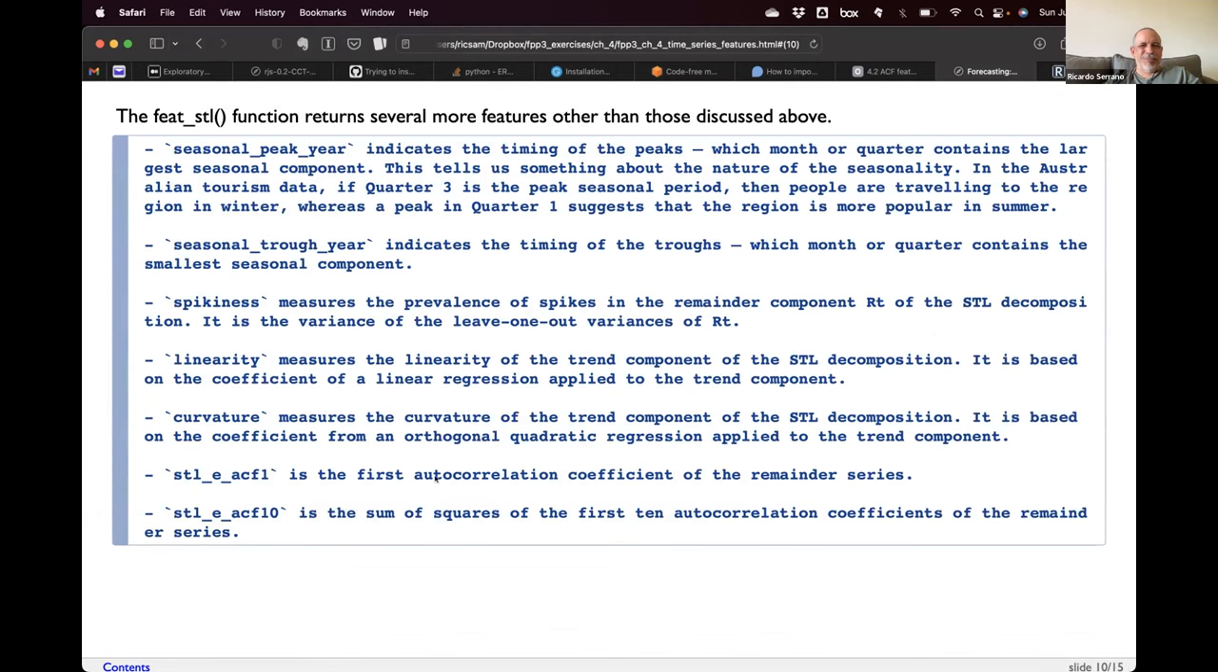Okay, so here it gives you more information about each of the features: the seasonal peak year, the seasonal trough year, the spikiness, the linearity, the curvature, the ACF1, which is the first autocorrelation again, the remainder series, the STL ACF10, which is the first ten autocorrelation coefficients, of the remainder.